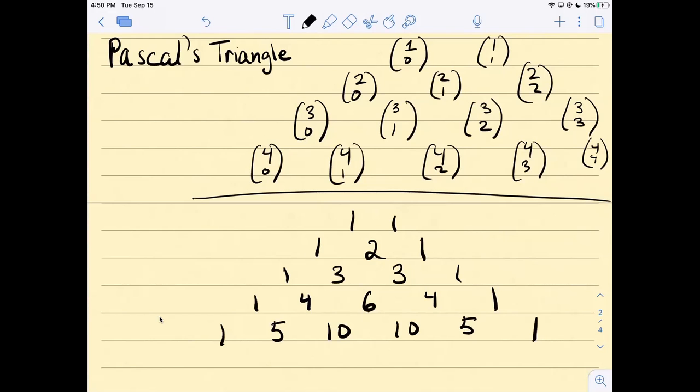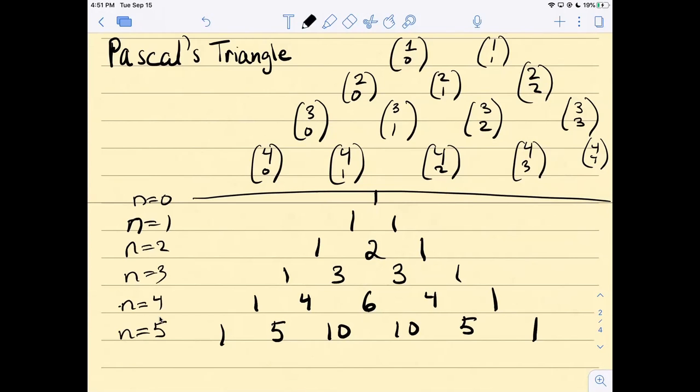So this is n equals 2, because it has two numbers. Oh, sorry, my bad. This is the first row, n equals 1. Sometimes they say n equals 0 is just x plus y to the 0, which is just the number 1. This is n equals 2. This is n equals 3. This is n equals 4. This is n equals 5.